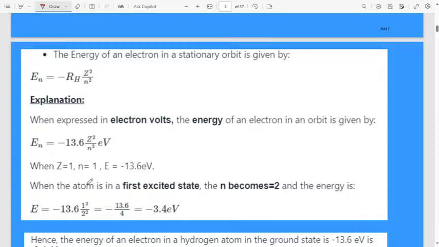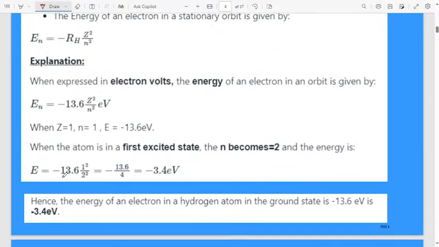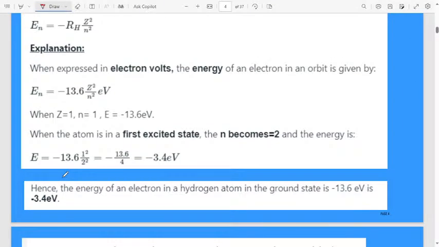The energy of an electron in a stationary orbit is given by En equal to minus RH Z square divided by n square. When expressed in electron volt, the energy of an electron in an orbit is given by En equal to minus 13.6 Z square divided by n square electron volt. Here Z is equal to 1, n is equal to 1, then E is minus 13.6 electron volt. When the atom is excited to the first excited state, n becomes 2.